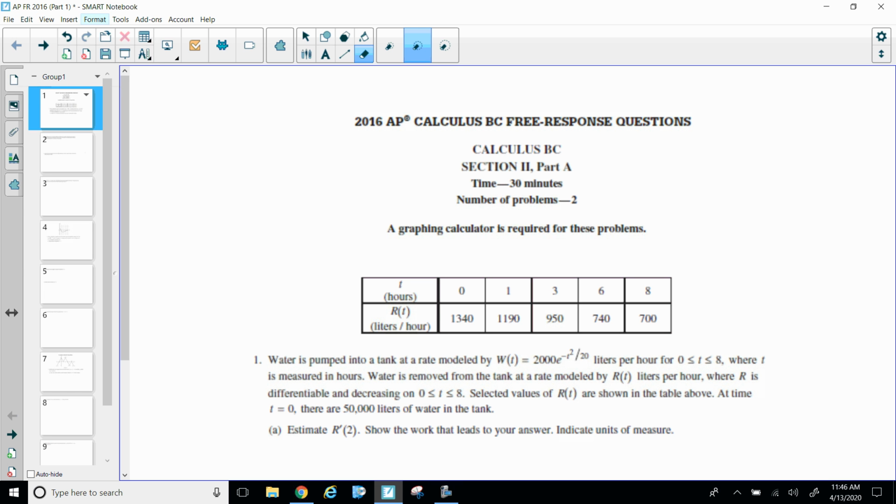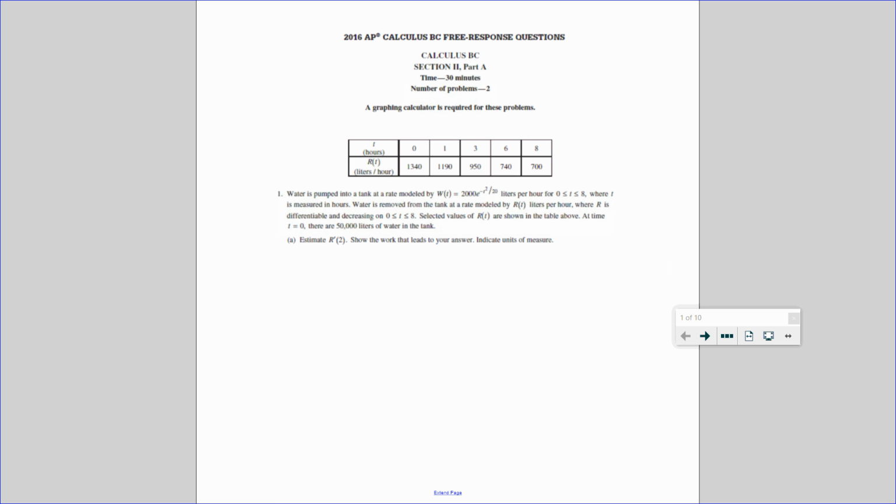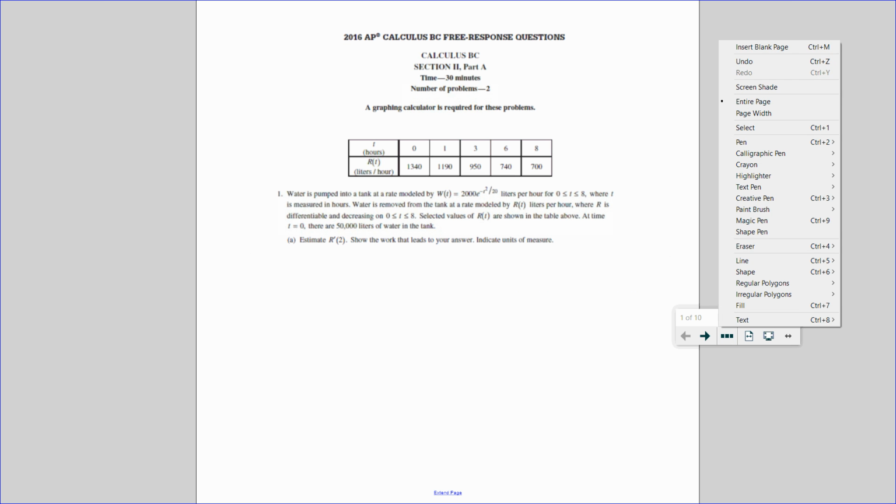Now, today we're going to start taking a look at the AP exam. We're going to start reviewing for the AP, so we're going to start with the 2016. Here we are at the 2016 AP exam.